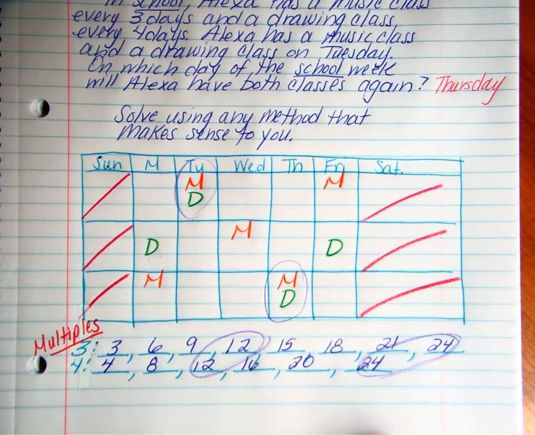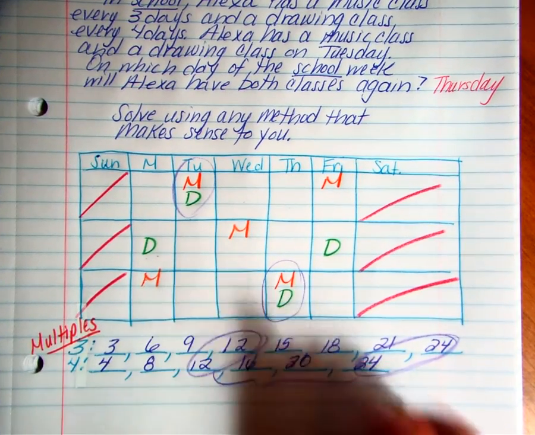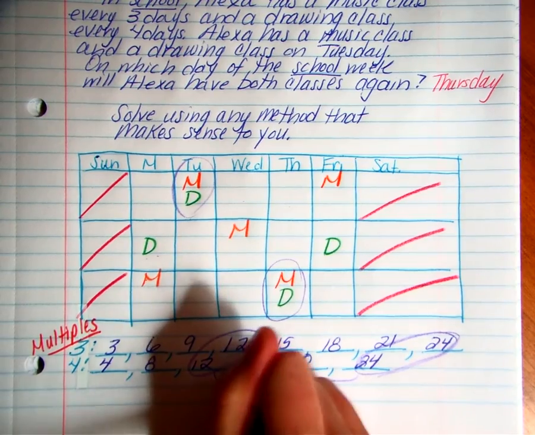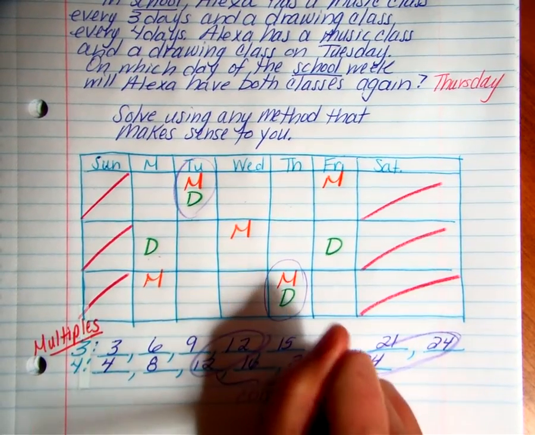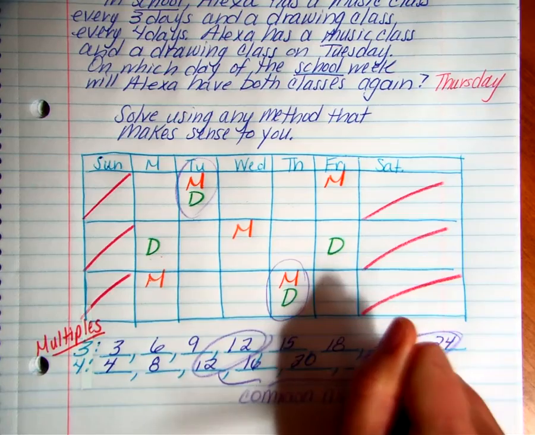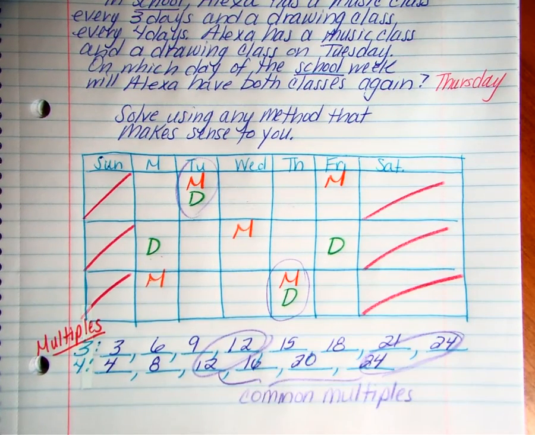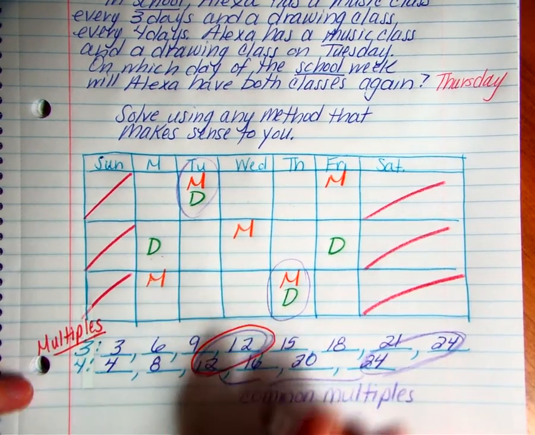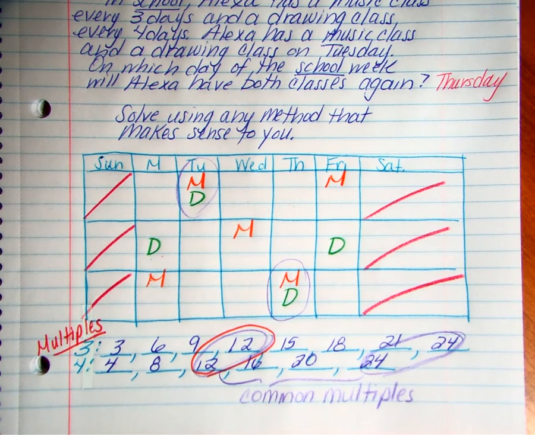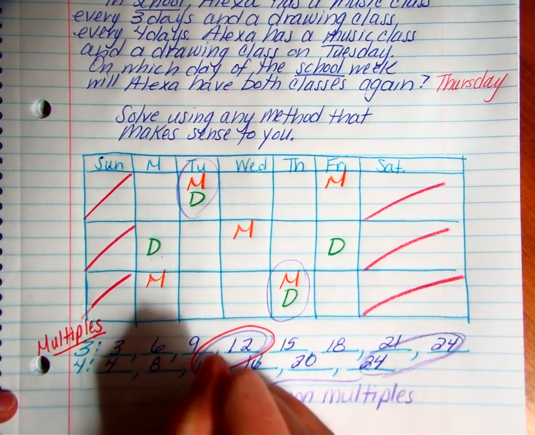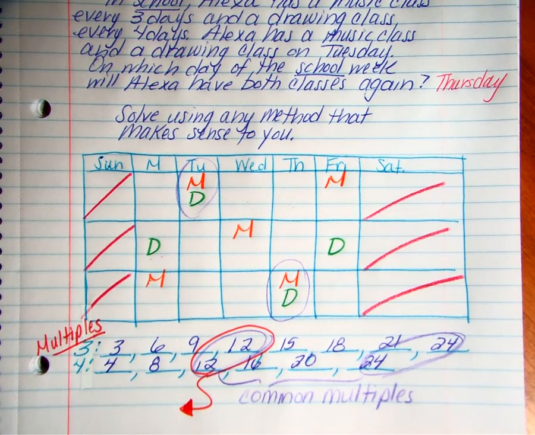That has a special name. Common multiples. Because they share them. But for this problem, one of these is more important than the others. Do you know which one's more important than the other? If you said the 12, you're correct. The 12 is the soonest the classes will overlap. The 12 is the smallest that they have in common. The vocabulary word for that? Least common multiple.